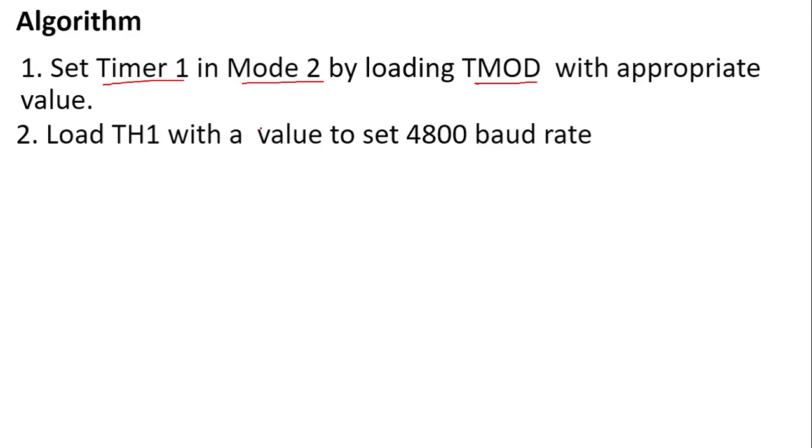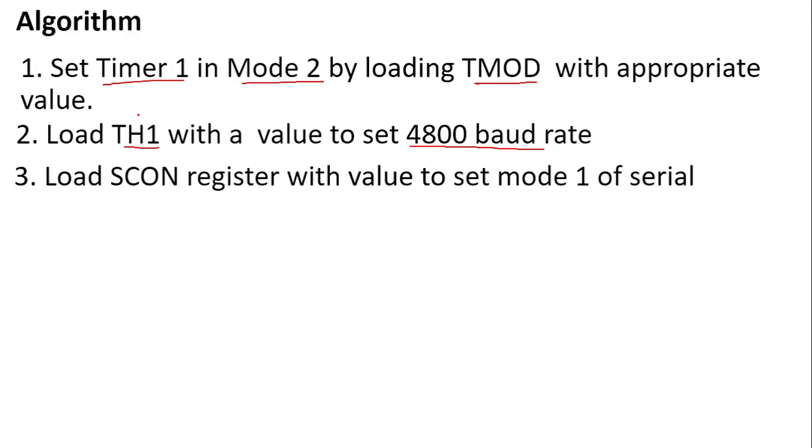Then what about the baud rate? I am being asked to send the character A at a baud rate of 4800. For that purpose, through a formula, I will calculate one value, and that value will be loaded in the TH1 register of timer 1. I already have told you that timer 1 is used. Timer 1 has two registers, TH1 and TL1. Out of that, as mode 2 is the 8-bit mode of the timer, only TH1 is used for the baud rate selection. So the timer mode is selected in the first step, and TH1 is loaded with a particular value in the second step.